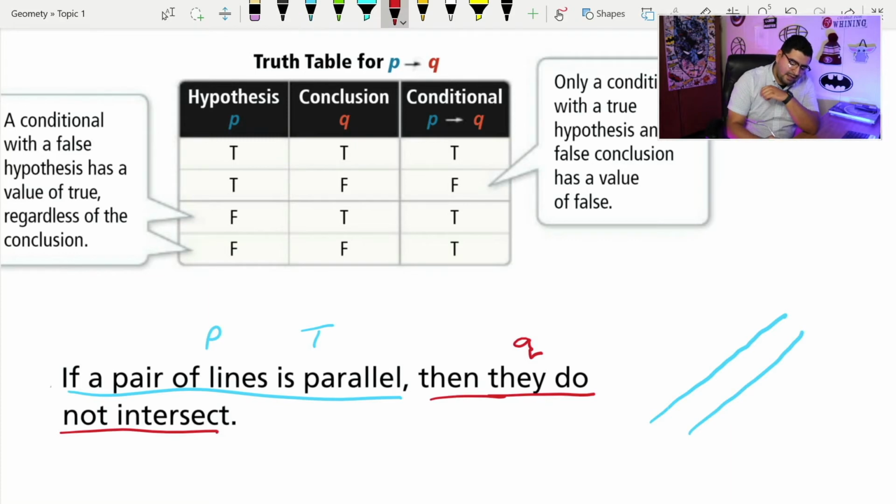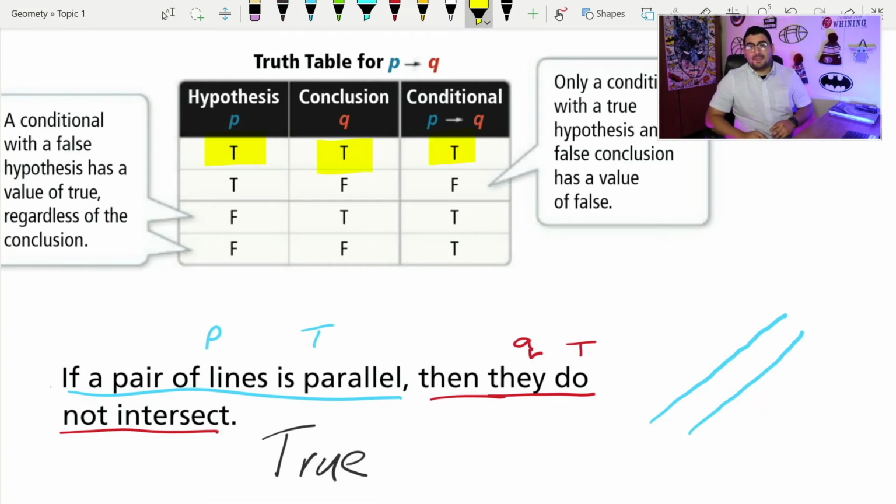So here we have a hypothesis that's true, and based off that hypothesis, our conclusion would also be true because parallel lines do not intersect. So I would look in the table to see what I get when I have a true hypothesis and a true conclusion. Well, if I have a true hypothesis and a true conclusion, then that would give my conditional a truth value of true. Okay? And that's an example of how we use the table. Let's go ahead and look at another example that will give us a different outcome.